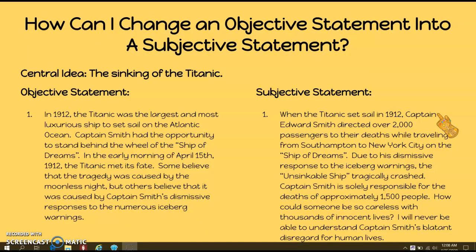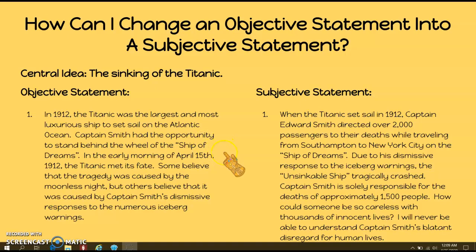So how can I change an objective statement into a subjective statement? Well, I created an example for you based off of the central idea of the sinking of the Titanic. So how did the Titanic sink? My objective summary is over here on the left-hand side. My subjective summary is on the right-hand side. Remember from yesterday that an objective summary just includes facts and it addresses both sides of the topic. So I'm going to be discussing two different sides of the sinking of the Titanic. You're not going to know my opinion in my objective statement.